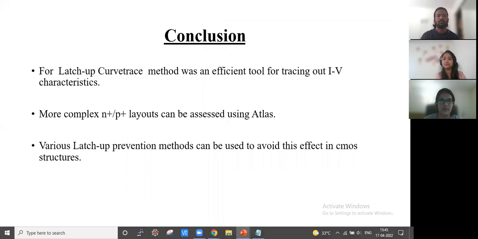Next, we can conclude from this that the latch-up curve trace method was an efficient tool for tracing the IV characteristics, and we can use Atlas for more complex N plus and P plus layouts, and different prevention methods can be used to avoid this effect in CMOS structures.